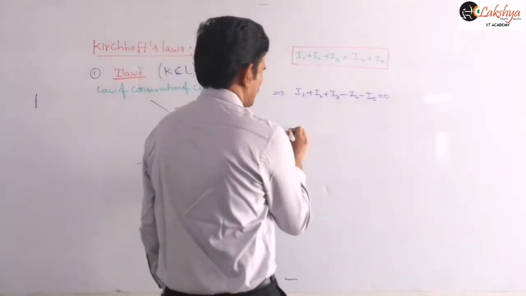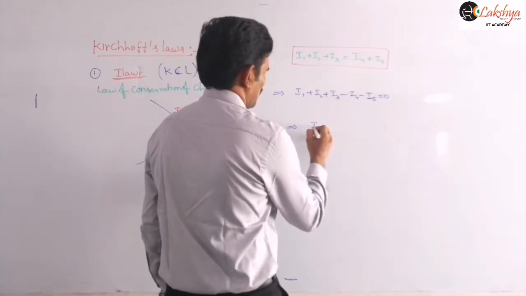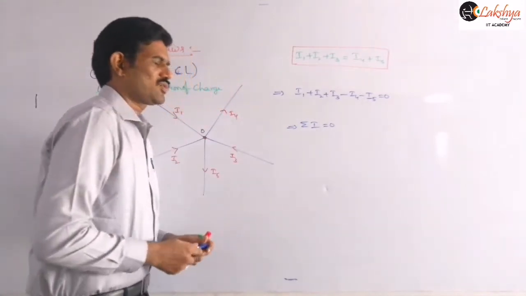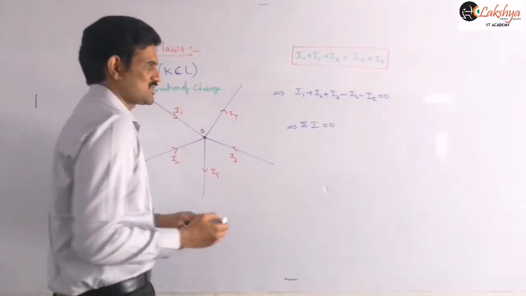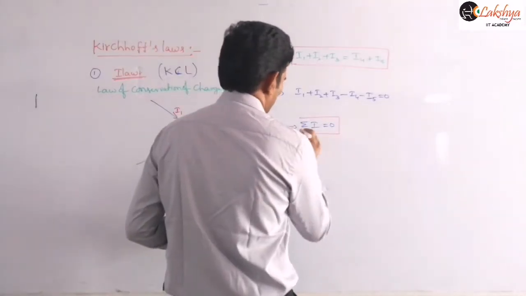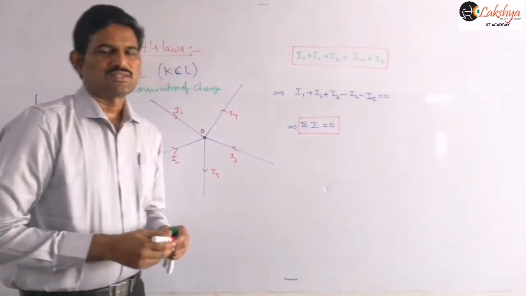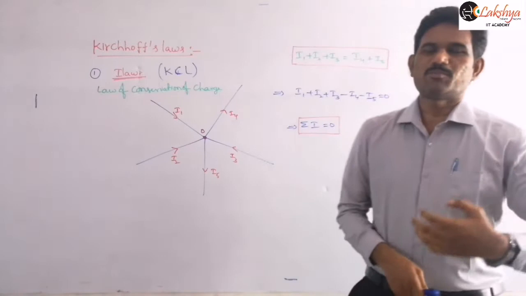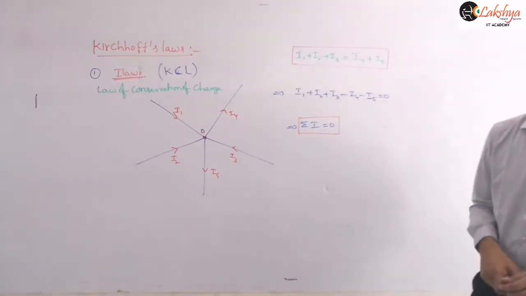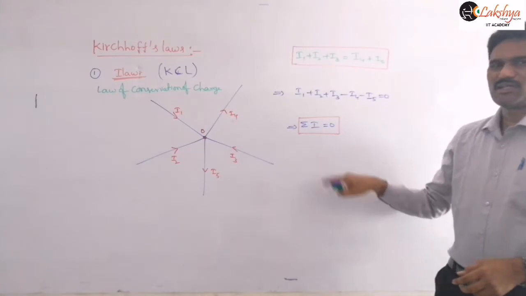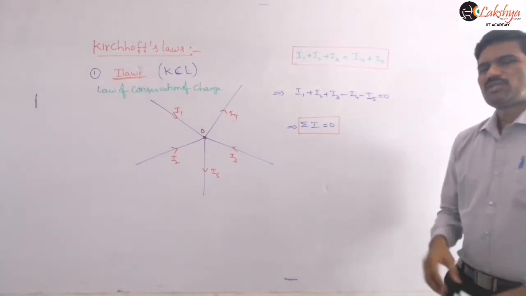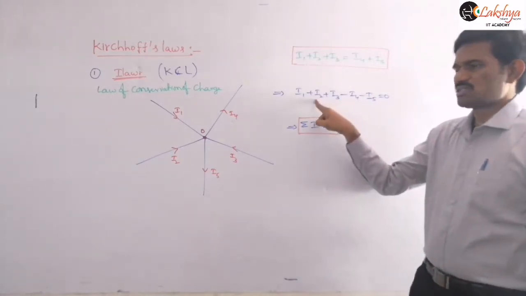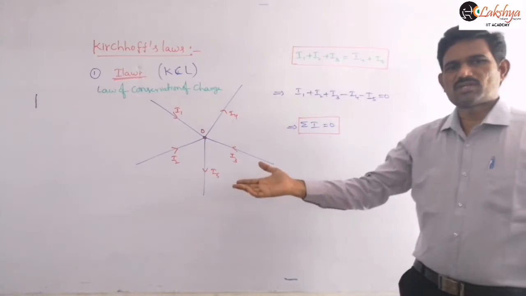Now this can also be written simply as sigma I is equal to 0. That means this also we can call the first law. This is another way of expressing the first law: sigma I is equal to 0. That means the algebraic sum of all the currents at any junction is 0. But while applying this rule, you need to remember that we need to apply a sign convention. The sign convention is that current flowing into the junction is taken as positive and currents flowing out of the junction are taken as negative.